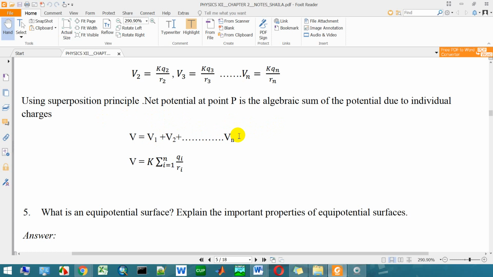So these 4 questions, children, you learn very well, and in the next class I'll tell about the next 4 questions. So learn these 4 questions very well, and thank you children for this.